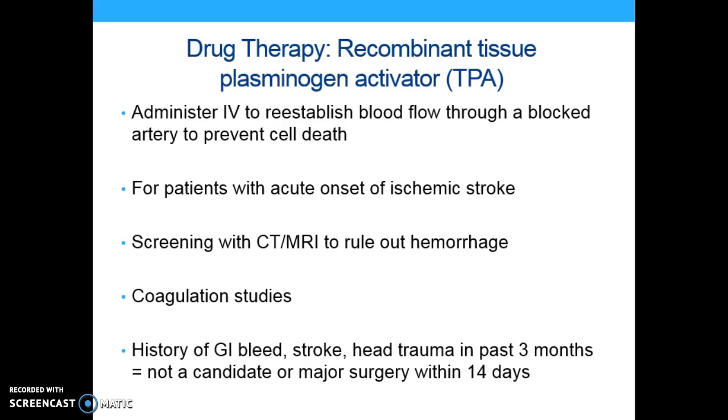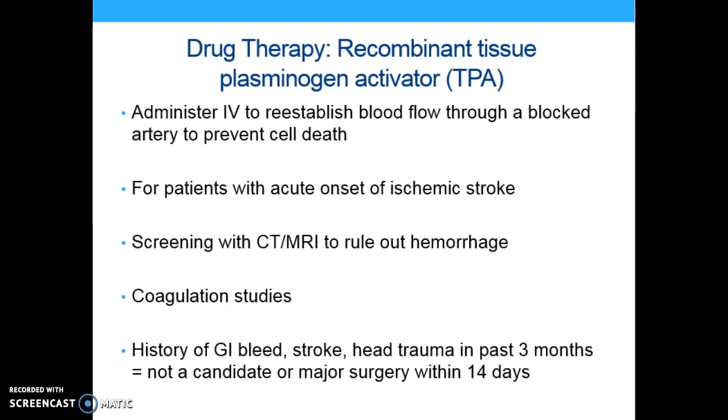In regards to treatment, there is some drug therapy, specifically something called TPA. It's given IV to reestablish blood flow through a blocked artery and to prevent cell death. It's for patients with acute onset of ischemic stroke. It cannot be used in a hemorrhagic stroke because it will increase the bleeding and it will not help the patient. They definitely need a CT or an MRI initially to rule out hemorrhage in order to be a candidate for TPA. They usually also need some blood work done as well.